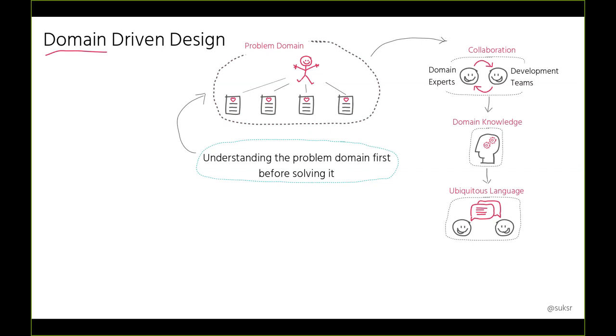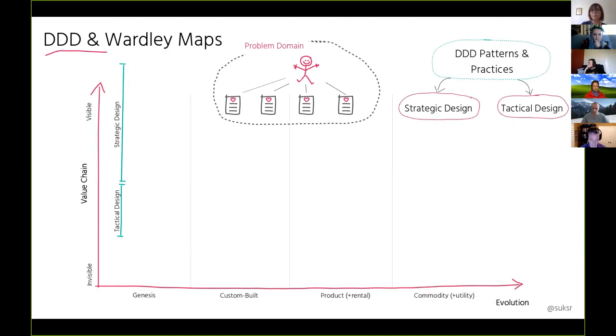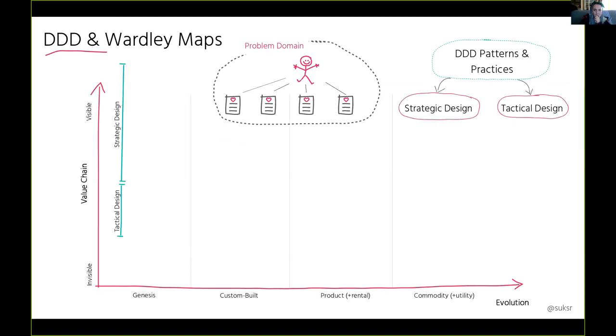And that's where domain-driven design comes in, where the collaboration between the domain experts and development team is an essential part. And in order to gain domain knowledge, which is described in terms of the shared language, the ubiquitous language. And domain-driven design consists of the strategic and tactical design patterns, principles and practices.